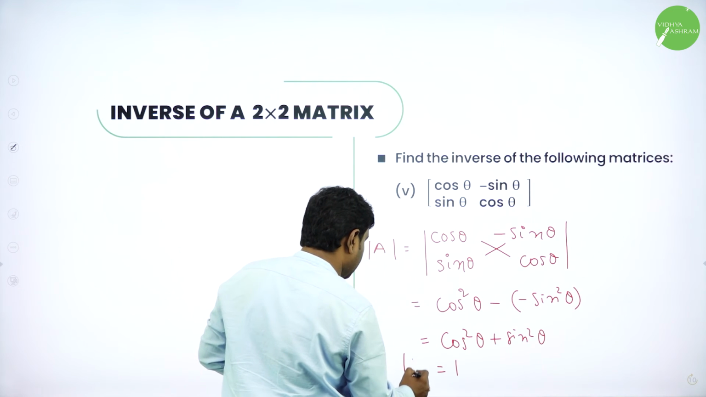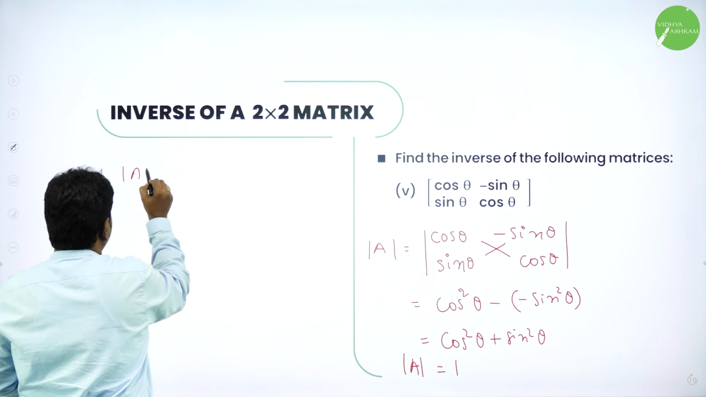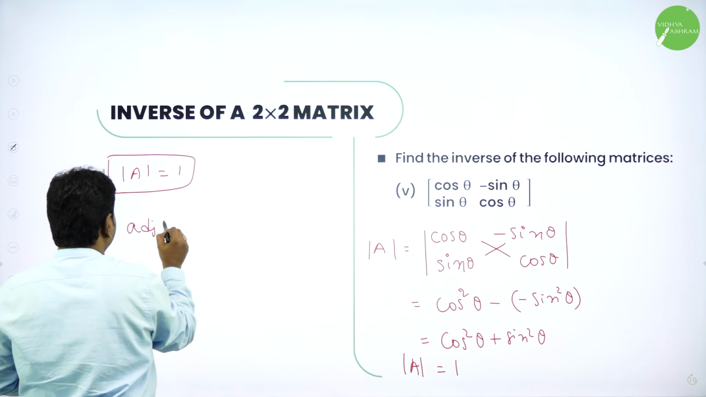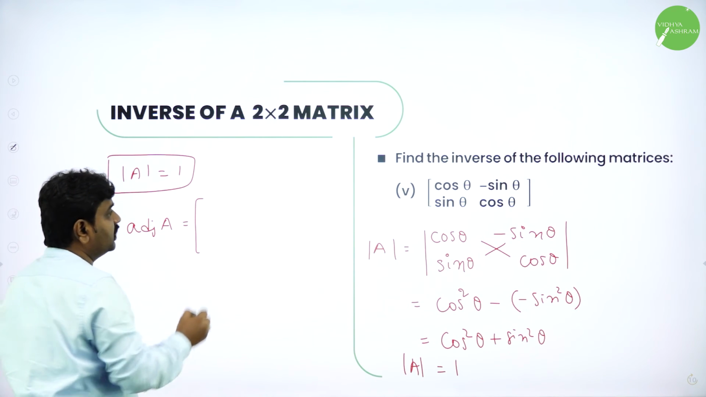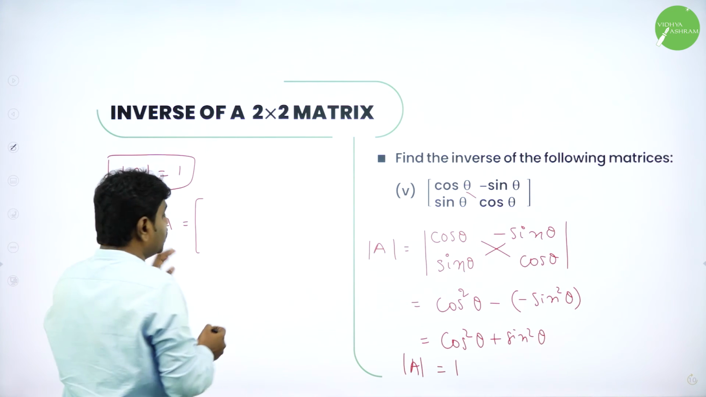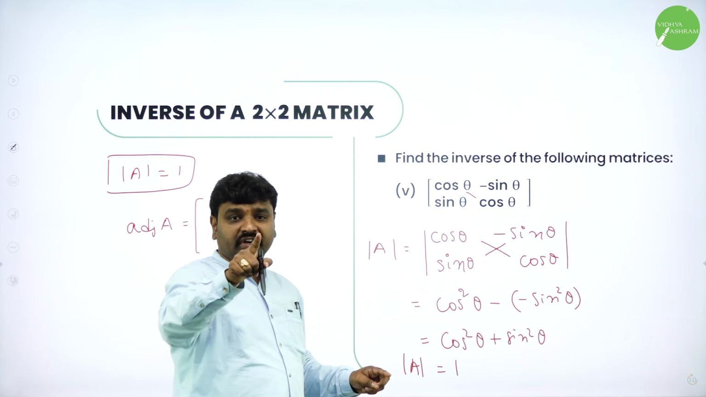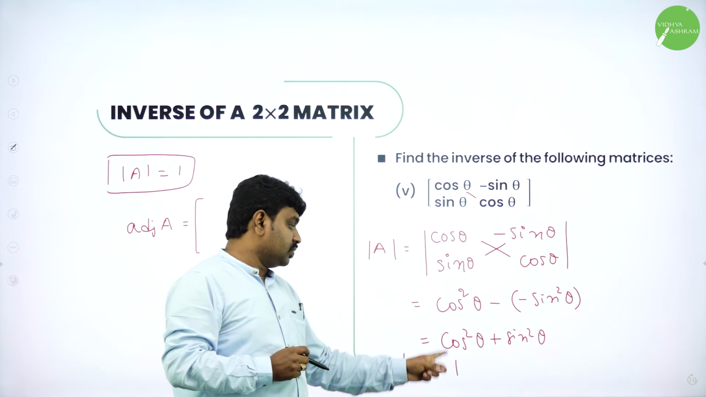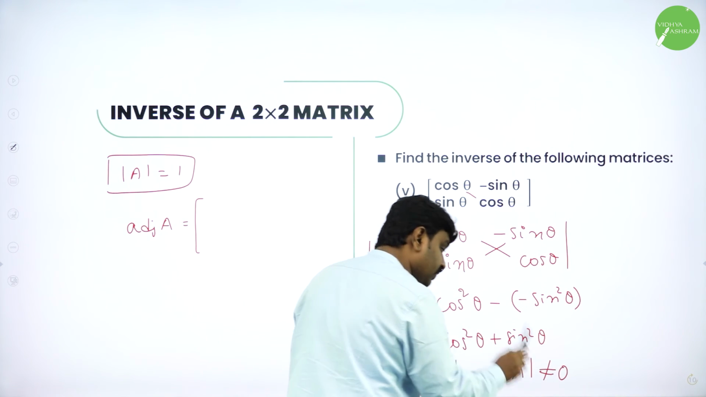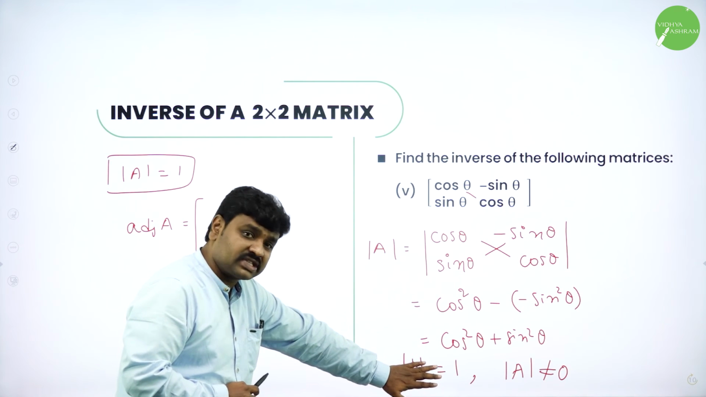So you got determinant of A. What is the determinant of A value? You got 1. Now go to adjoint. So find adjoint of A. How to find adjoint of A? Interchange the principal diagonal. See here, it's very important. What is cos square theta plus sin square theta? 1. You have the trigonometric identity since first PUC. And I told you, first you should mention determinant A is not 0, therefore inverse exists. Now we got 1, 1 is not 0, so inverse exists.